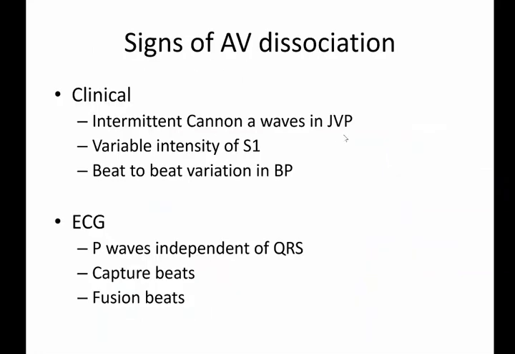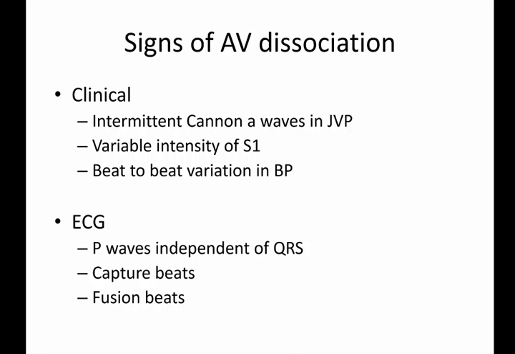So let's see what the signs of AV dissociation are. Now, the clinical signs are important for medical students because that may be asked in the exams. And the typical signs are intermittent Canon A waves in the JVP. Because of the AV dissociation, the atria may contract when the tricuspid or the AV valves are closed, and that may result in intermittent Canon A waves. The other findings are variable intensity of the first heart sound, and if you have a blood pressure tracing, you may have beat to beat variation in the blood pressure.